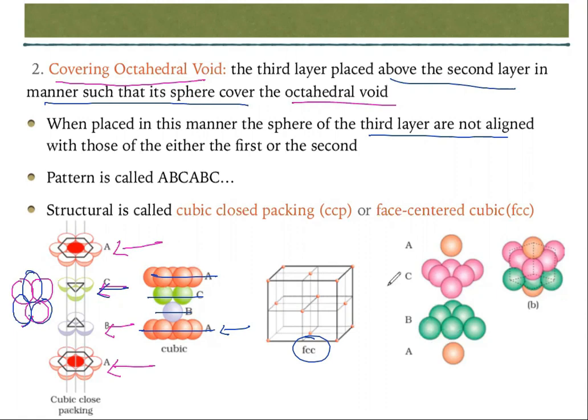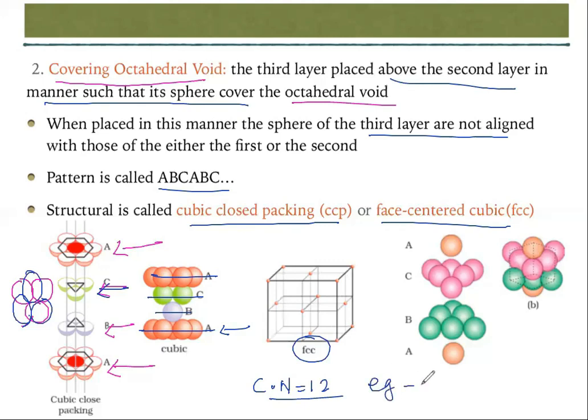Okay, this type of arrangement, which is an ABC type of arrangement, generates cubic close packing, or we call it face centered cubic. So you remember these two formulas. Now the question is, what is the coordination number? The coordination number here is 12, and we can take examples like silver, copper, platinum and nickel. These are the examples of CCP or FCC close packing.